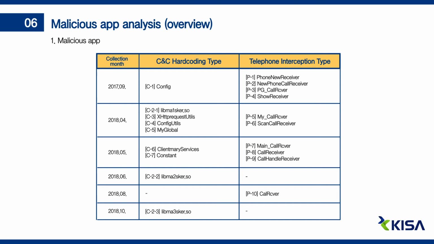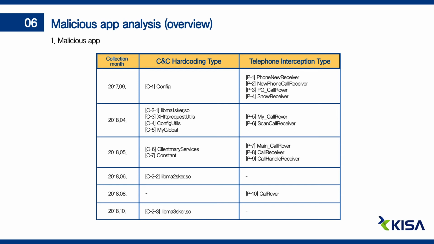After thousands of malicious apps were acquired, malicious app classification was essentially needed to identify the same malicious apps and similarities between malicious apps. Malicious apps can be classified by two typical characteristics. The first is the command and control information, aka CNC information.